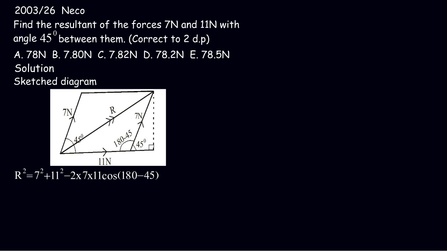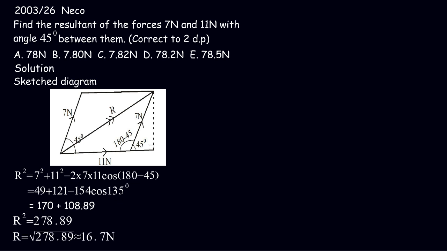So our R squared will be equal to 7 squared plus 11 squared minus 2 times 7 times 11 cos in bracket 180 minus 45, which should be equal to 49 plus 121 minus 154 cos 135, which should also be equal to 170 plus 108.89. Now adding this up, R squared will be equal to 278.89 and R will be equal to the square root of 278.89, which is approximately 16.7 Newton.